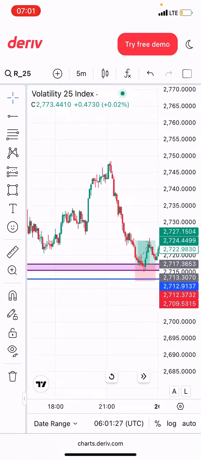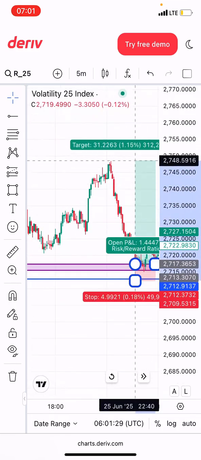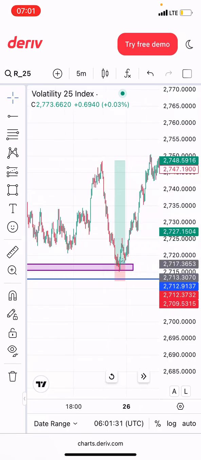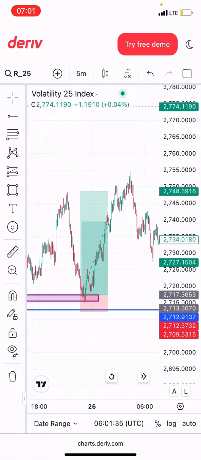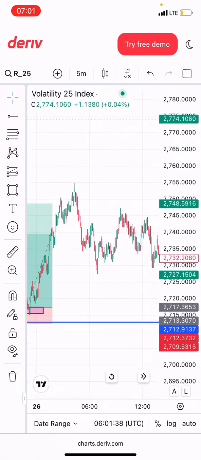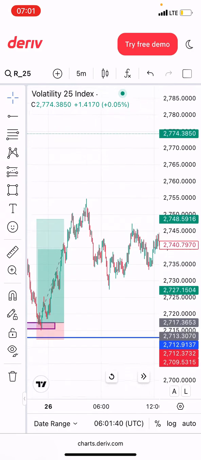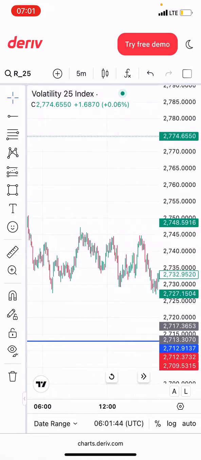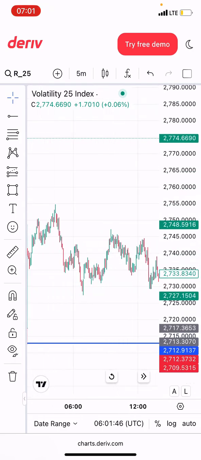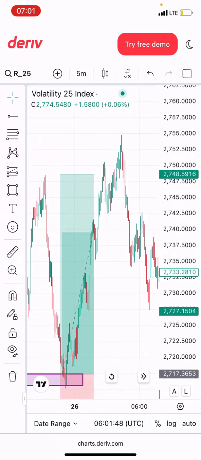Then where are you targeting? You are targeting the highest high created before price approached your POI. And this is a solid 1 to 6 RR trade. So what next? You begin to look for another setup. You begin to look for that same pattern. That's what you need to be searching for. You don't need to do much. The moment you have a direction, the rest is just bread and beans.